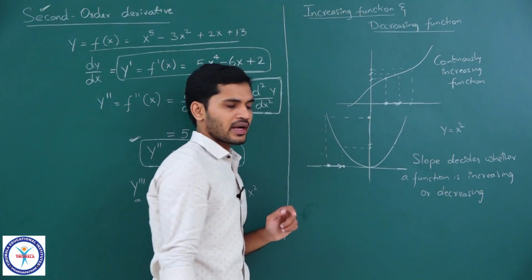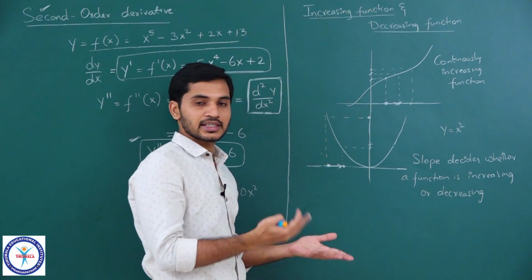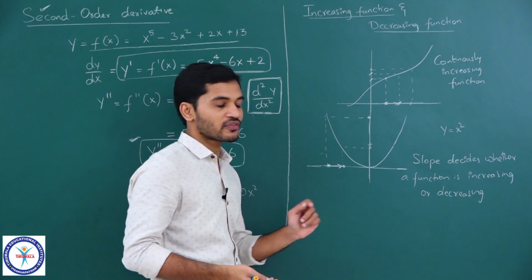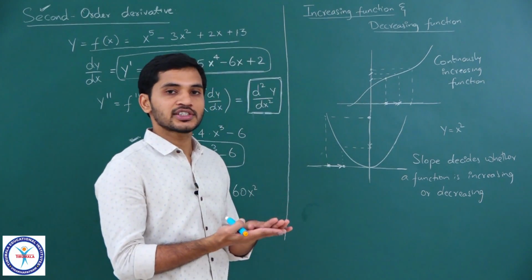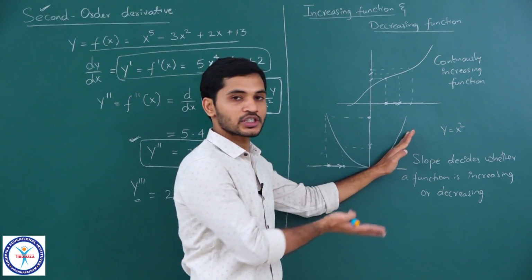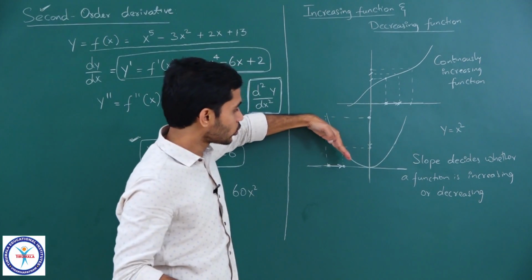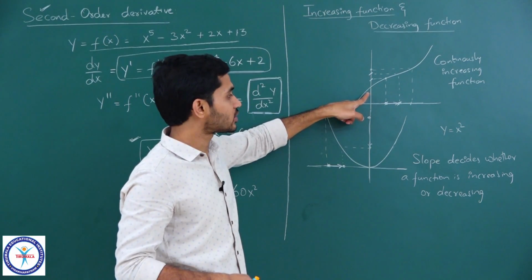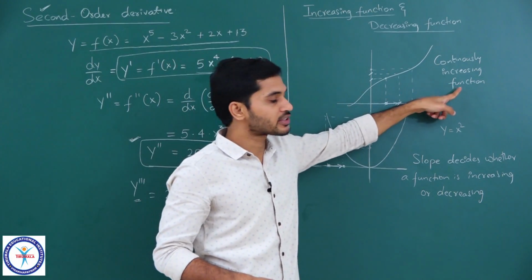Clear, students? And wherever the slope is 0, it is neither increasing nor decreasing. There it is not changing basically. Wherever the slope of a function is 0, there the function is not changing. Wherever the slope is positive, the function is increasing. Wherever the slope is negative, it is decreasing. So, now you can understand why this function is a continuously increasing function.